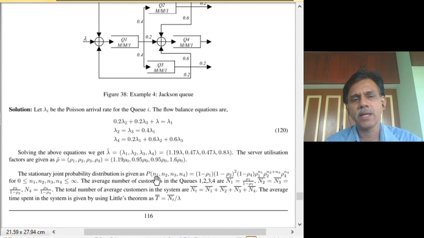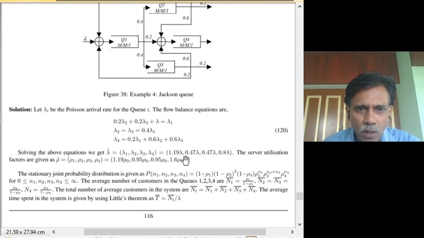Then the probability that there are n1, n2, n3, n4 customers is simply given by 1 minus rho 1 into 1 minus rho 2 into 1 minus rho 3 and so on. You will see that queues 2 and 3 have the same arrival rate, so we can simply say 1 minus rho 2 equals 1 minus rho 3, and put 1 minus rho 2 whole squared. So 1 minus rho 1 into 1 minus rho 2 whole squared into 1 minus rho 4 into rho 1 power n1, rho 2 power n2 plus n3, rho 4 power n4.